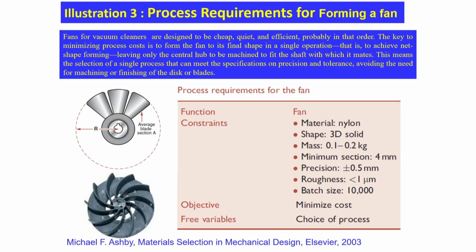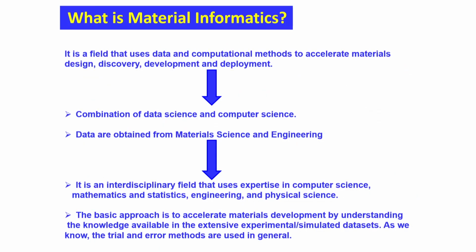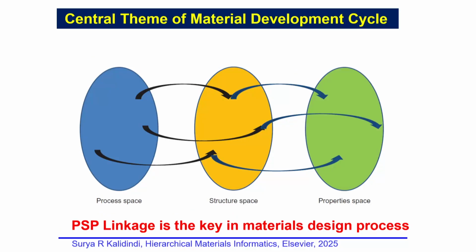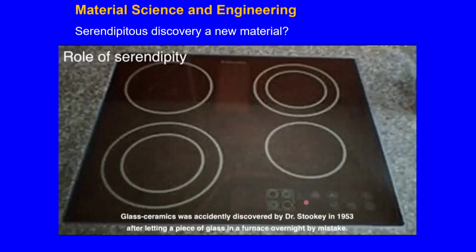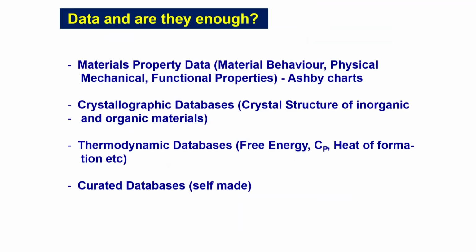Well, in the last illustration, illustration number 3, we talked about processing requirements of forming a fan in a vacuum cleaner or a computer or a laptop. I discussed that we need to use only thermoplastic material. So, therefore, we can use mostly blow molding or compression molding kind of techniques for this purpose. I had introduced this in material informatics, so I will not discuss much about it, and let me go directly into what we talked about in the last lecture.